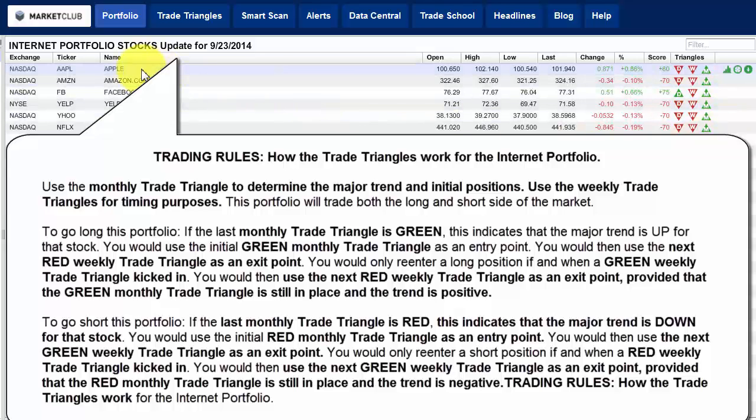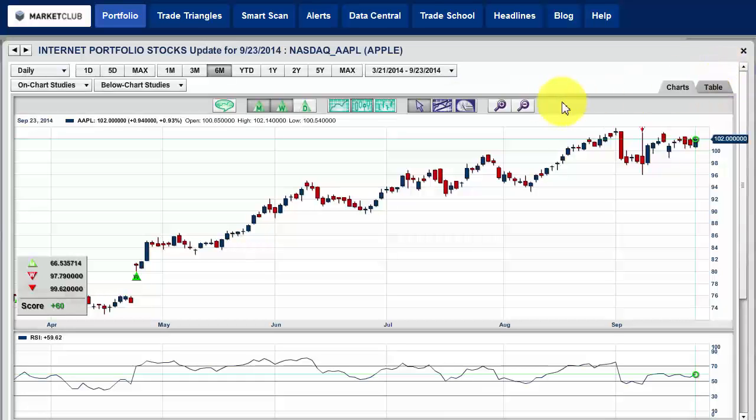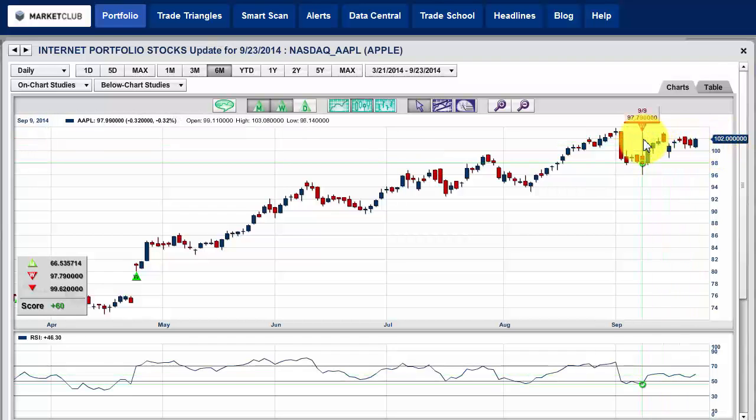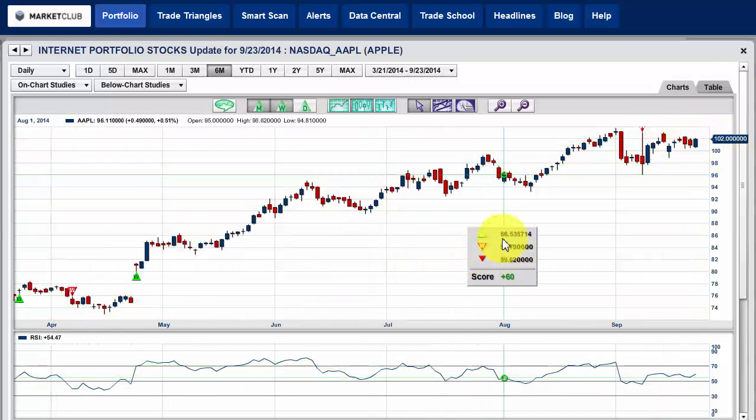So let's look at our first stock, Apple. Now, Apple, as you know, had a blowout weekend. They sold 10 million iPhones, which is by any accounts amazing. But the reality is we do have a red trade triangle right here at 97.79. Now, I understand we're currently trading at 102. We are still going to be on the sidelines, unless you're a long-term trader. If you're a long-term trader, you're still long from 66.53, and you're probably still very happy. Nothing wrong with that. But if you're an intermediate term trader, you should be on the sidelines, as we're indicating a trading range of 60 on this stock.